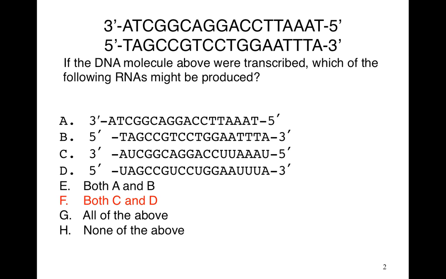So the correct answer is C and D. For right now, either of the DNA strands could be used as the template for transcription. So realistically, both of those are options of what could be produced through transcription.